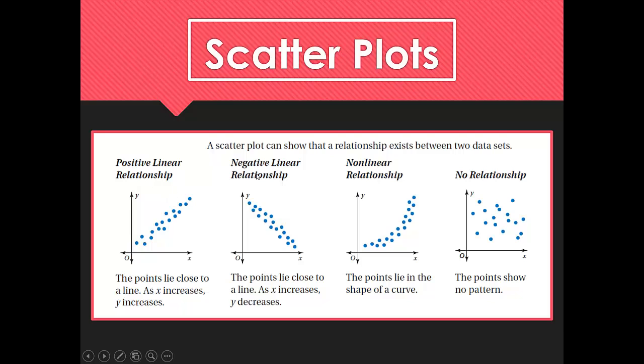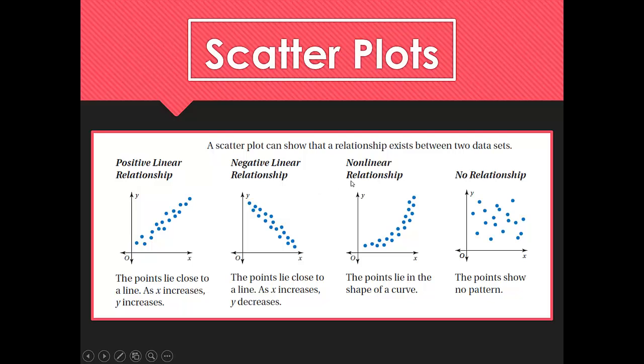For the second one, we're looking at a negative linear relationship. The points lie close to a line. So you can see we could basically draw a line in between those. As x increases, so as x is getting bigger, y is decreasing. So y is getting smaller. And this would be a negative linear relationship.